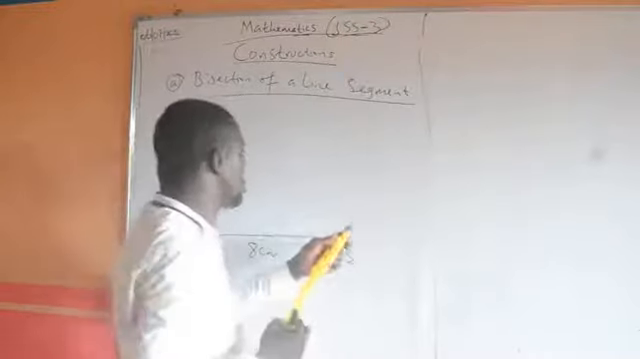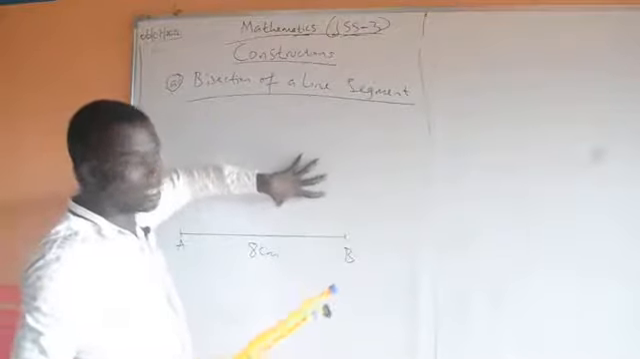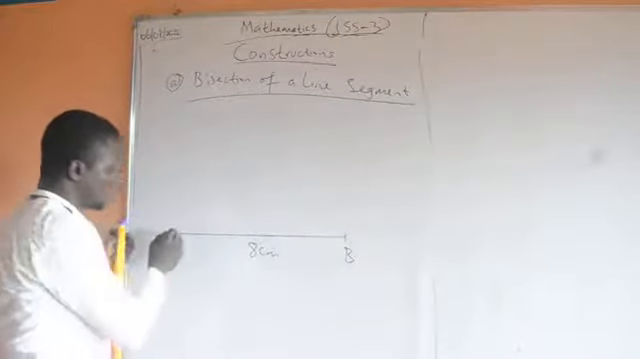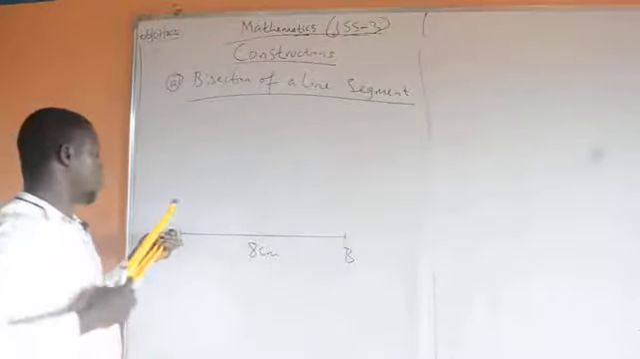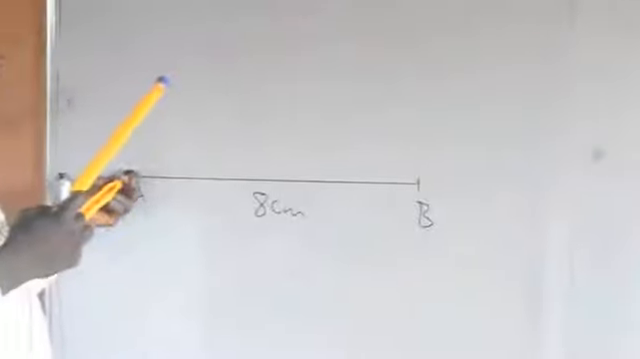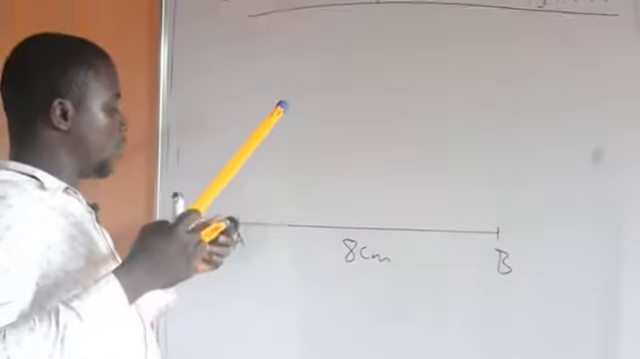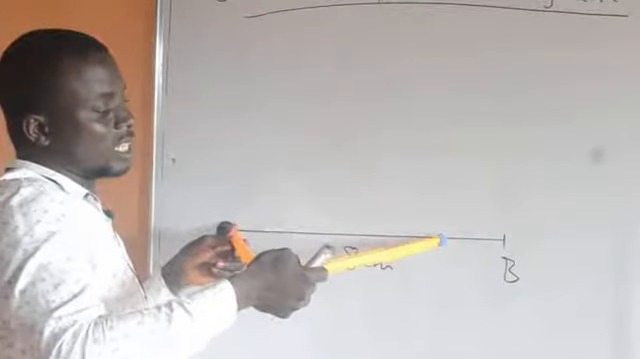Okay, so to bisect this line, go to center A, that is point A. That is where you fix your pin. Now put your pin at point A. This is where your pencil will be. Put it at point A and extend it more than half of this line. Are you seeing it? It's more than half of the line.